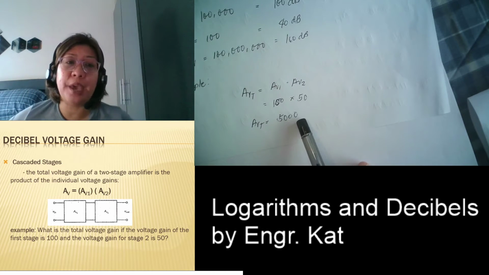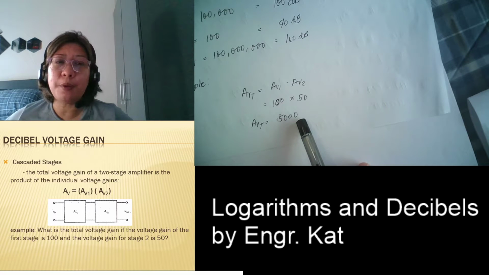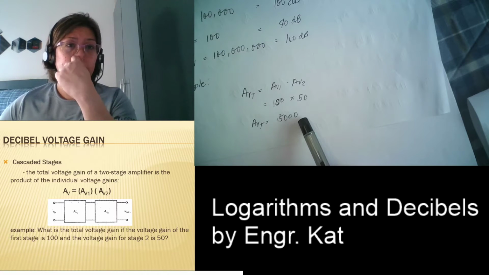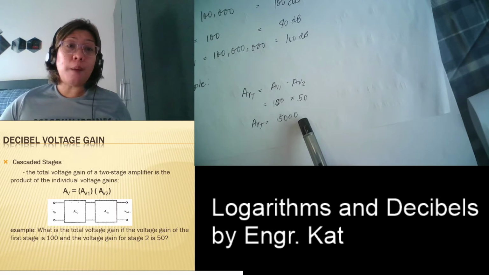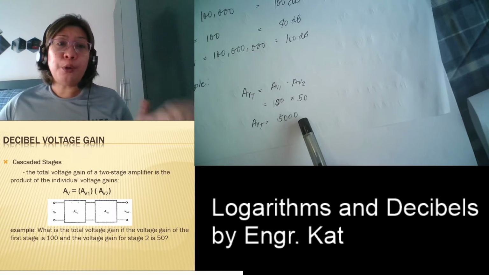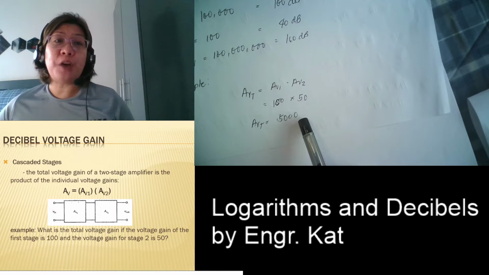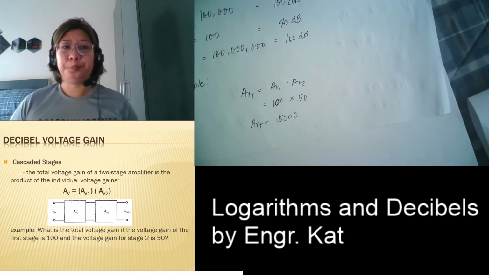So what is the effect of cascading your amplifier circuits? Cascading your amplifier circuits increases your voltage gain because you're multiplying two high-gain systems. So therefore that will give you 5,000. That means your input will be amplified 5,000 times at the output side.